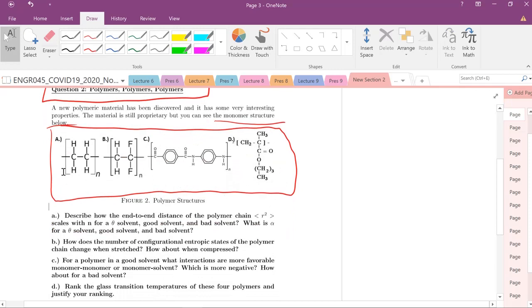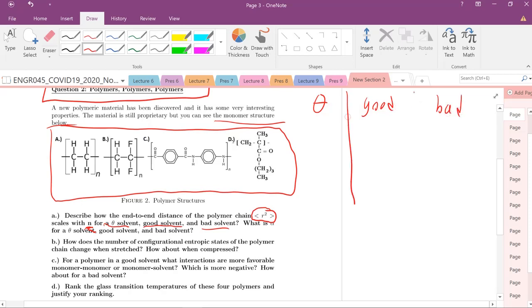So let's go ahead and read what the problem is asking for. The first part says, describe how the mean squared end-to-end distance of the polymer chain, R squared, scales with N, where N is essentially your number of monomers, for a theta solvent, a good solvent, and a bad solvent. So let's sketch out how each of these looks: theta solvent, good, and bad.